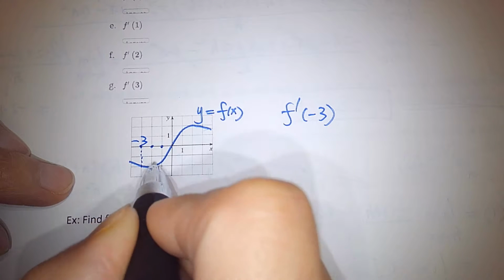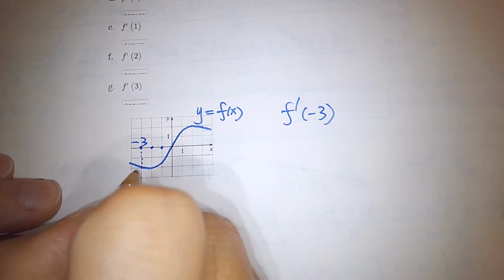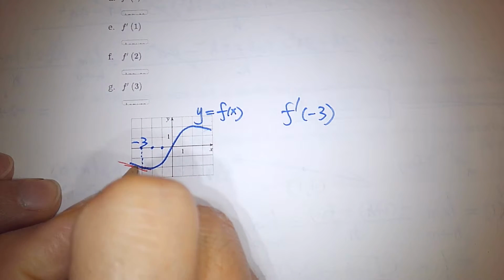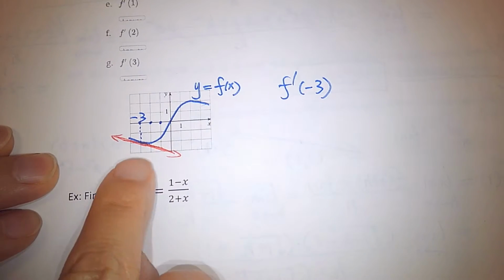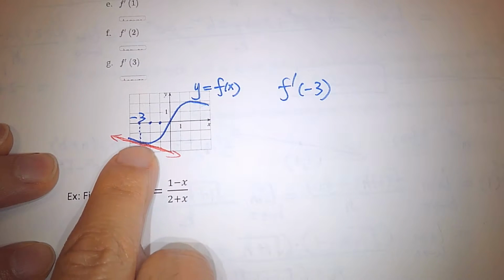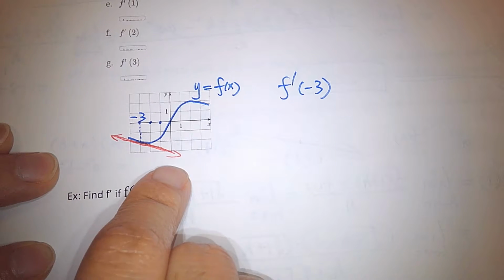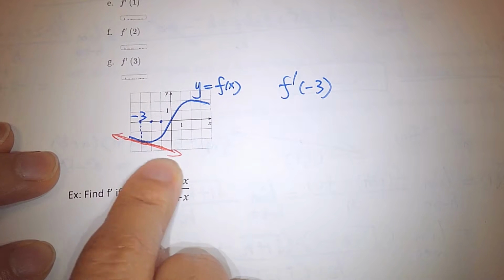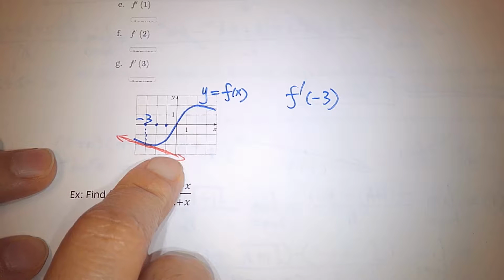So this is a curve. We're going to find the tangent line to this curve when x equals -3. So f prime of -3 gives us the slope of this tangent line, and this tangent line touches the curve at the point -3, comma, we don't know the y value. So estimate the slope of the line. This line is decreasing, right? So the slope of the line has to be negative. It's going to be a negative number.